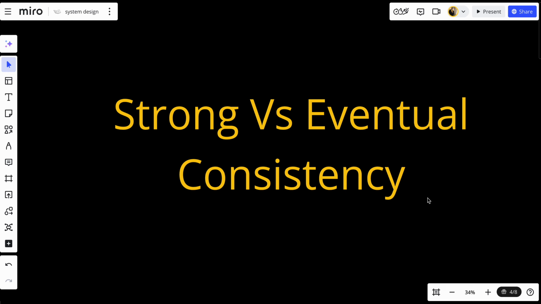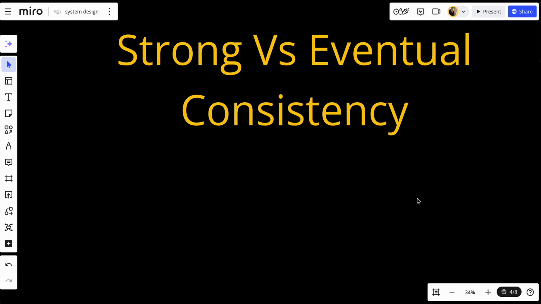Today we are going to explore a key concept in distributed systems, strong consistency versus eventual consistency. Understanding the trade-offs between these two types of consistencies is crucial for designing systems that meet your specific requirements for reliability, speed, and data accuracy.